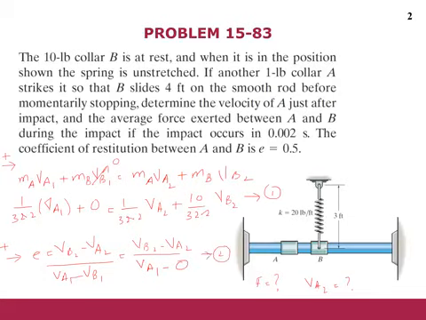In order to solve this problem, we need another equation to get the final velocity of collar B, right? So if we look at this collar individually, how can we find the velocity after the impact of collar B? Over here we can see that when A strikes B, its energy will be transferred to B and it will move to the right-hand side, and this will be stored in the spring. So we can apply the conservation of energy for collar B, and in that equation we can get the velocity of B after the impact.